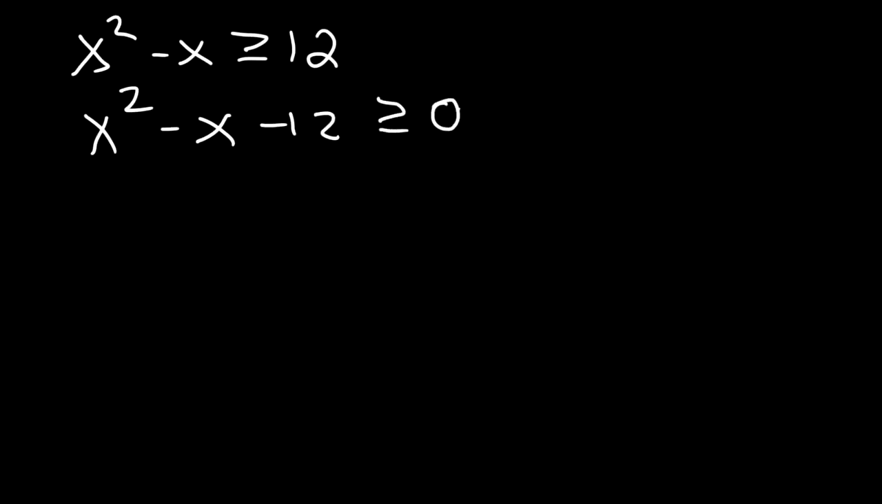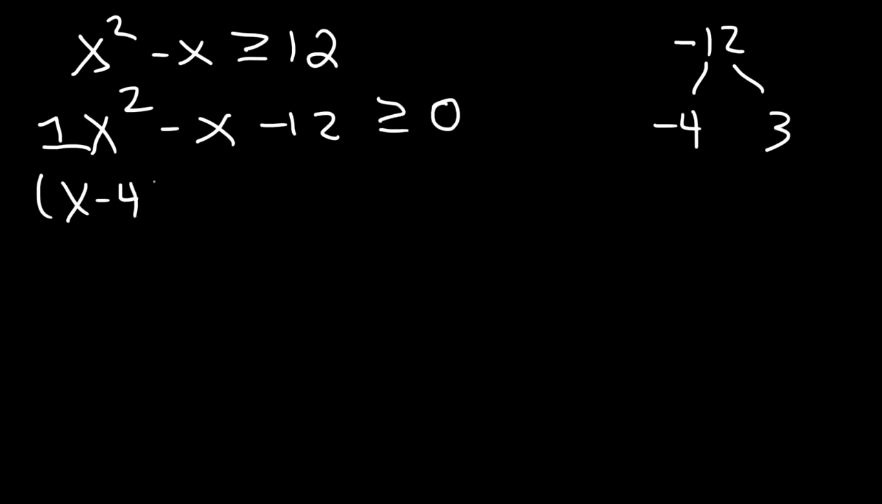Now we can factor the expression. We have a trinomial where the leading coefficient is 1. How can we factor this trinomial? We need to find two numbers that multiply to the constant term -12 but add to the middle coefficient -1. Those two numbers will be -4 and 3. -4 times 3 is -12, and -4 plus 3 is -1. So to factor it, it's going to be x minus 4 times x plus 3.